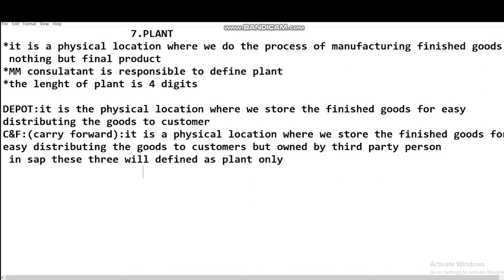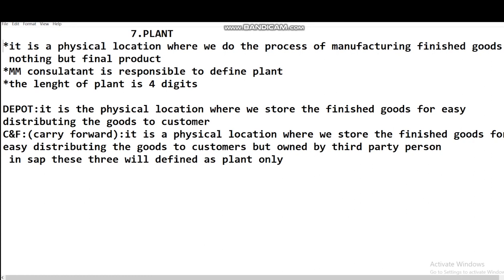What is a depot? Depot is a physical location where we store the finished goods for easy distribution of the goods to the customer, but depot is owned by the company. Whereas carry forward is also a physical location where we store the finished goods for easy distribution of the goods to the customers, but owned by a third party person. In SAP, these three will be defined as plant only.